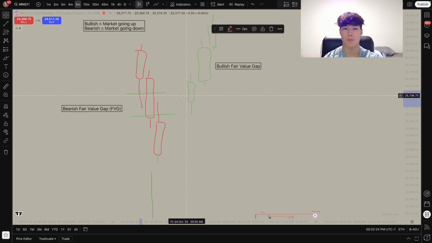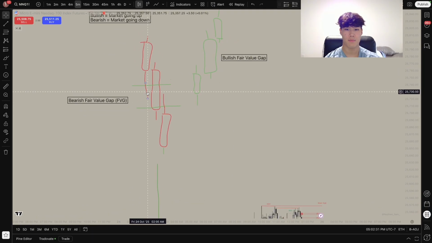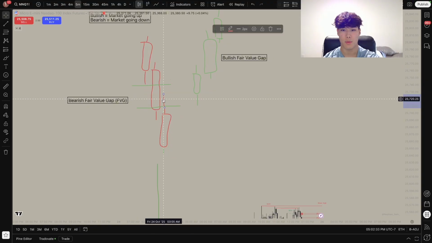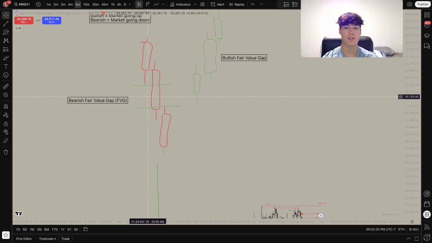If the wicks overlap like that, there is no gap. See? There can't be a gap. So that is not a fair value gap. The wicks cannot overlap. The wicks have to look like this. It has to form a gap. So this would be a bearish fair value gap.